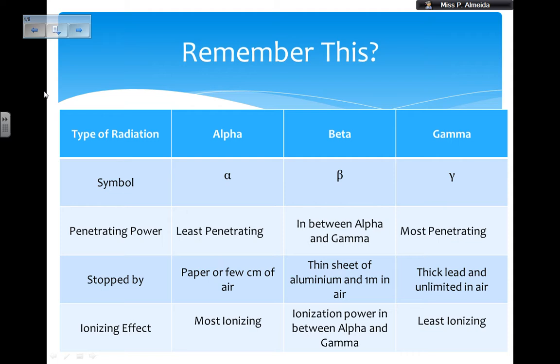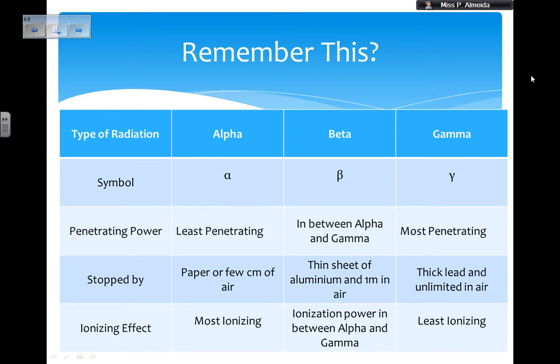And is stopped by a thin sheet of aluminium or 1 meter in air, okay? Gamma happens to be the most penetrating, is only stopped by thick lead or concrete, and it has an unlimited range in air. Actually, range should be saying in here, okay? And is the least ionizing. So, as you can see, it goes from alpha, beta and gamma. Beta always in the middle. The most penetrating one happens to be the least ionizing, and the least penetrating one happens to be the most ionizing, okay?